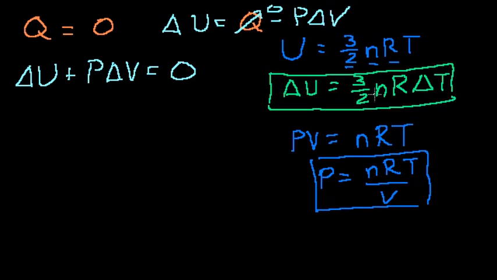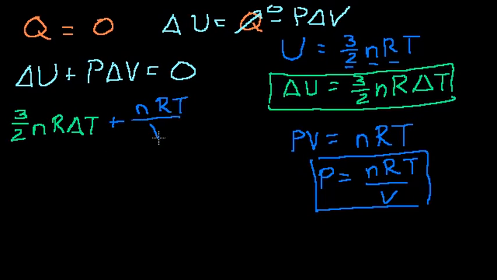So delta U is equal to this thing. So that means that 3/2 nR delta T plus P, so plus P is this thing, plus nRT over V times delta V, that's the delta V, is equal to 0. Interesting. So what can we do further here?